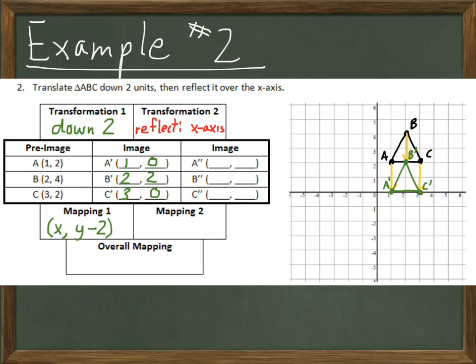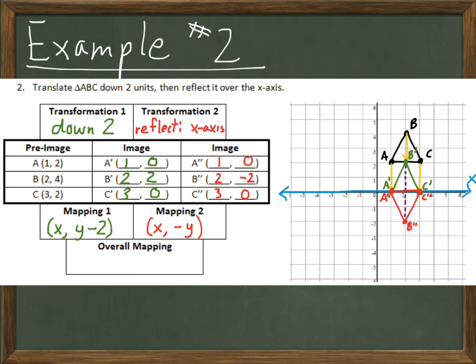Okay, now we need to reflect it over the x-axis. So here's the x-axis. Notice that A and C are not going to move. So A double prime and C double prime are in the same location. But I need to reflect B, so since it's 2 above the axis, now I'll move it 2 below. There's my double prime triangle. The coordinates are (1, 0), (2, negative 2), and (3, 0). Just like before, the mapping for that transformation is (x, negative y) because the y has changed sign.